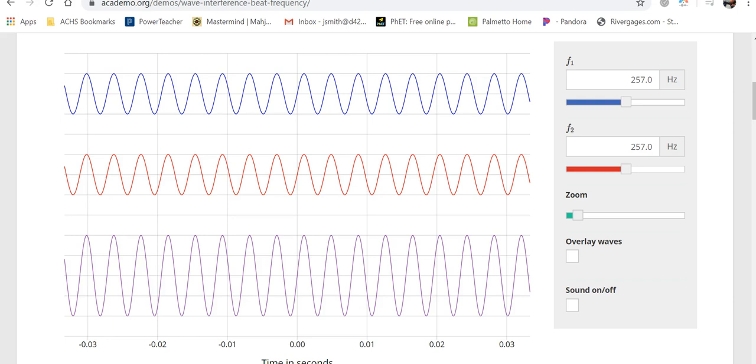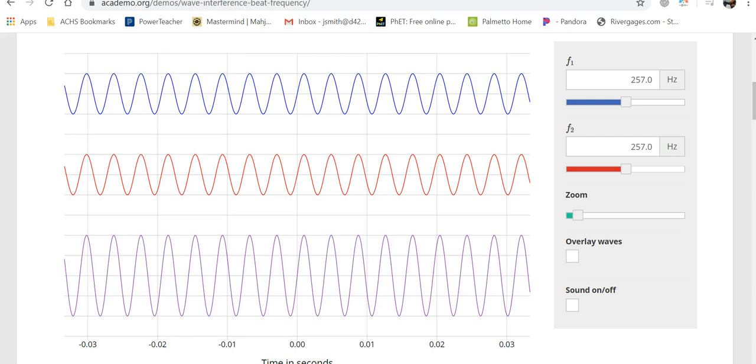So beats occur when you have two waves of similar frequency, similar wavelength. If you look here on the screen, at the top we have the blue wave, F1, which has a frequency of 257 hertz. And the red wave is also 257 hertz. And the bottom, the purple wave, is the addition of the other two waves.